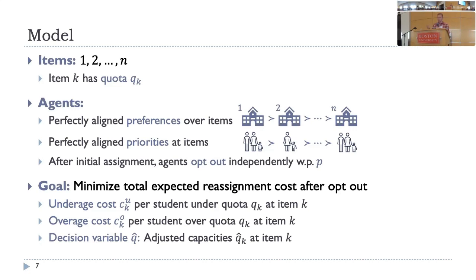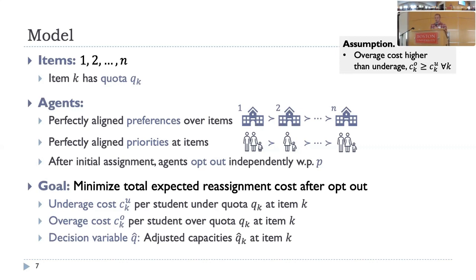Our decision variable that we're trying to optimize is those adjustment capacities. So basically, how much do we overbook at each school? This is the decision variable that we're trying to optimize. So it's like an n-dimensional optimization problem, where n is the number of items, and we're trying to figure out how to optimize this objective. We also make the assumption that overage costs are higher than underage costs, which obviously holds in school choice. You would be way more upset if you got kicked out of a school that you really wanted than if you had to do some extra paperwork to enroll into a better school.